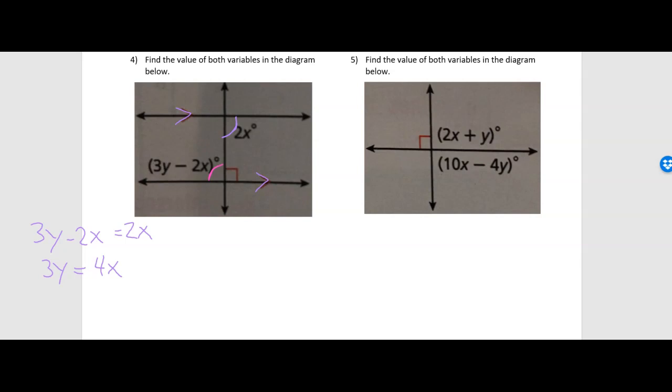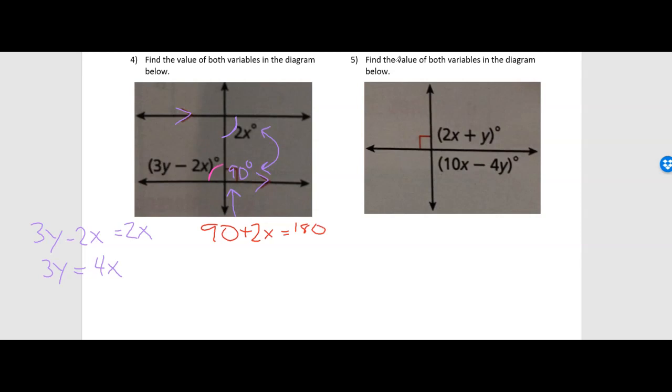Well, notice that we have this right angle here, right? We have a right angle here, which means that's 90 degrees. So if you want to label that as 90 degrees, you can. What's the relationship between these two angles? Well, they're same side interior, right? If they're same side interior and the lines are parallel, they're going to have to add to 180. So I could say 90 plus 2x is equal to 180.